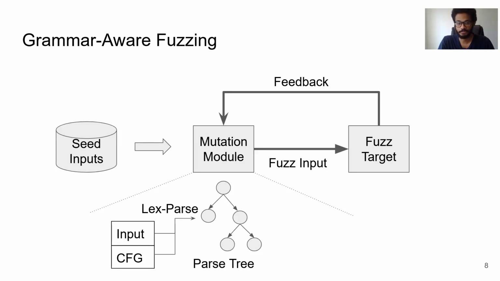Given an input and the knowledge of the grammar, the mutation module generates the corresponding parse tree for that input. It then performs mutations on top of this parse tree with the knowledge of the grammar, so that the mutated parse tree is still syntactically valid. And then it's a simple matter of just performing an in-order walk of the parse tree to generate the actual concrete input, which can then be tested on the fuzz target.